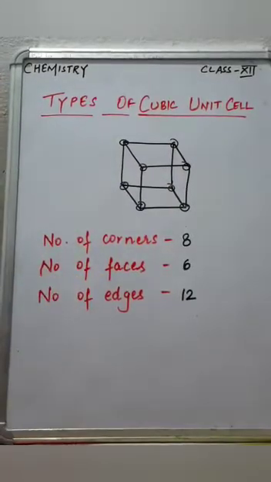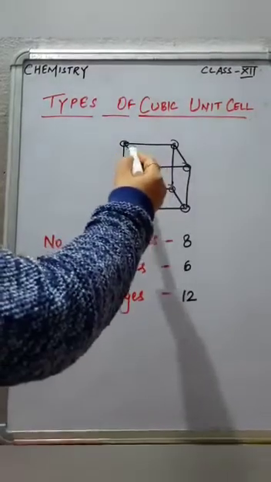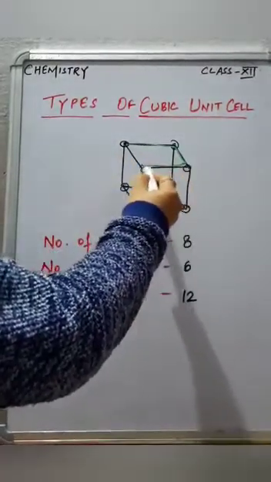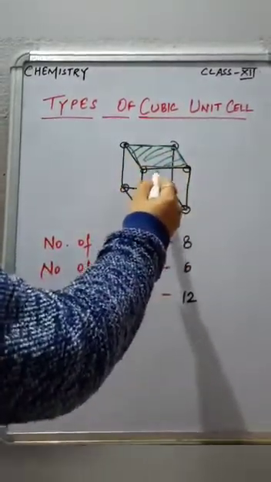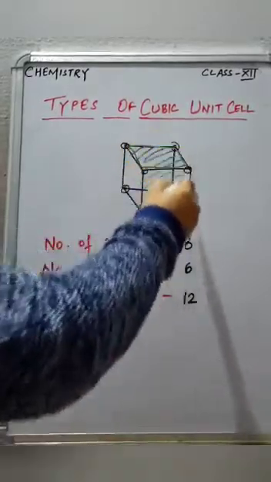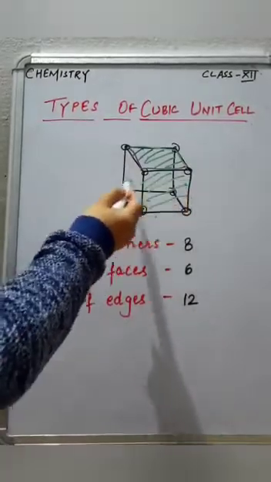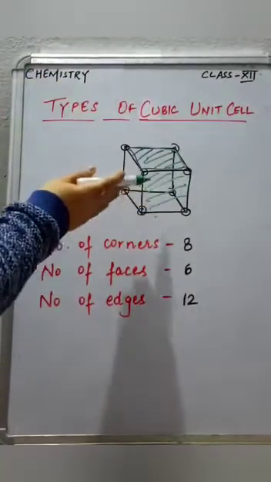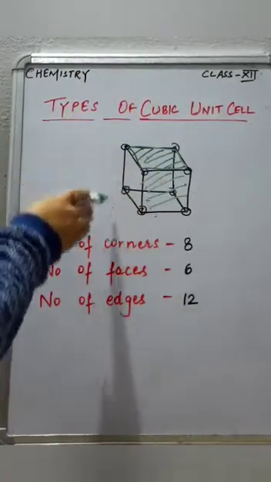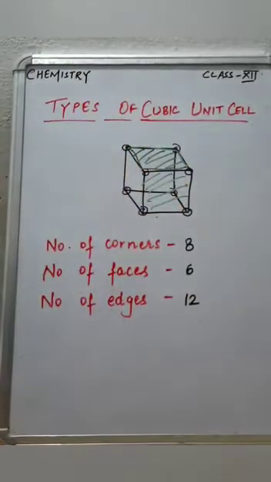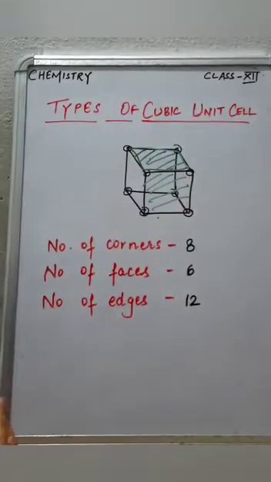Number of faces: we have 6 faces in a cubic unit cell. What are faces? This is a face. This is one face. When you count all the faces, there are 6 faces: 1, 2, 3, 4, 5, the front one is 5 and the back one is 6. We have 6 faces in a cubic unit cell. As you all know, it is the same in a Ludo dice.